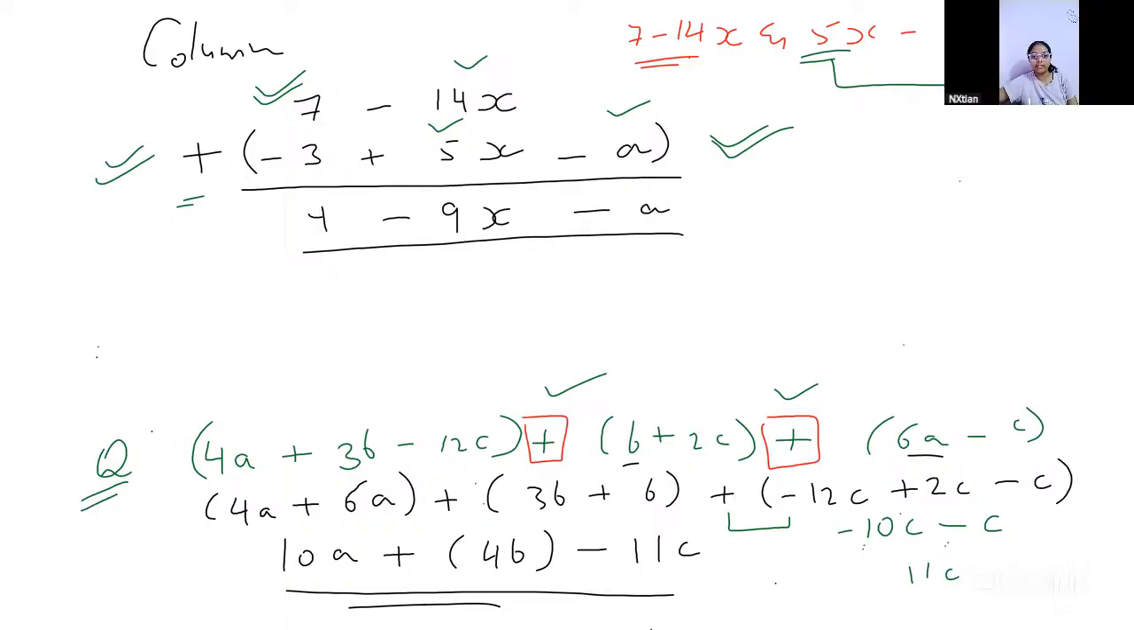Understood the column method? Yes, ma'am. Okay, write it down. Just one doubt. If I had 7 minus y minus 14, ma'am, then how would I solve it? Can you just show me, ma'am? 7 minus y minus 14. And what would be the other term? Ma'am, 5x minus a minus 3.